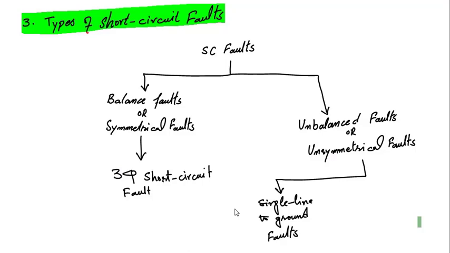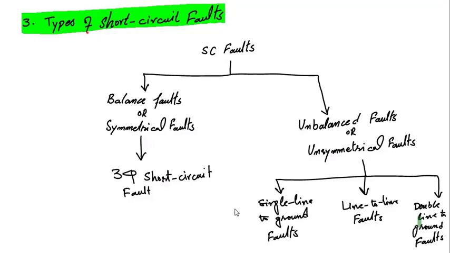The first of them is single line to ground fault, where one phase is involved in short circuit with the ground. The second type is a line to line fault, where two phases, it could be A and B, B and C, or C and A, are short circuited. So if the short circuit is between two phases, that is known as line to line fault. The third one is the double line to ground fault. In double line to ground fault, two phases are connected with each other and ground. So it means ground is involved in the short circuit.